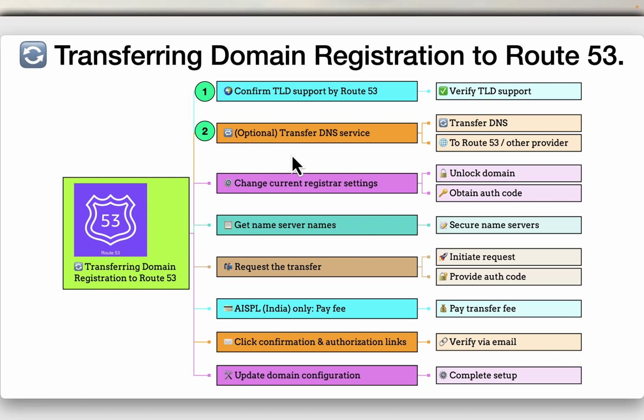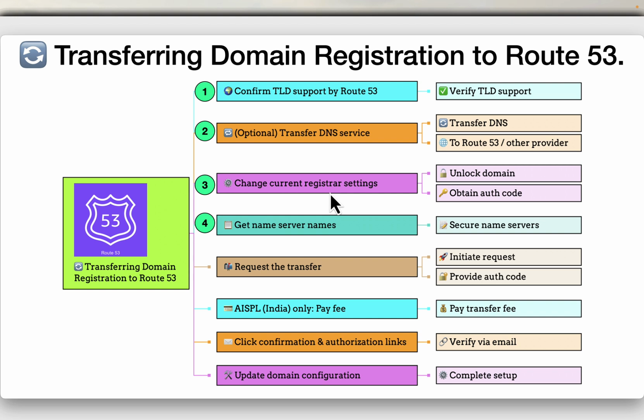Second, optional, transfer DNS service. So consider transferring your DNS service to Amazon Route 53 or another provider before starting the domain transfer process. Third, change current registrar settings. So adjust the settings with your current registrar, typically including unlocking the domain and obtaining the transfer authorization code. So basically you have another domain up and running, you are transferring the whole domain to Route 53 as a DNS provider.